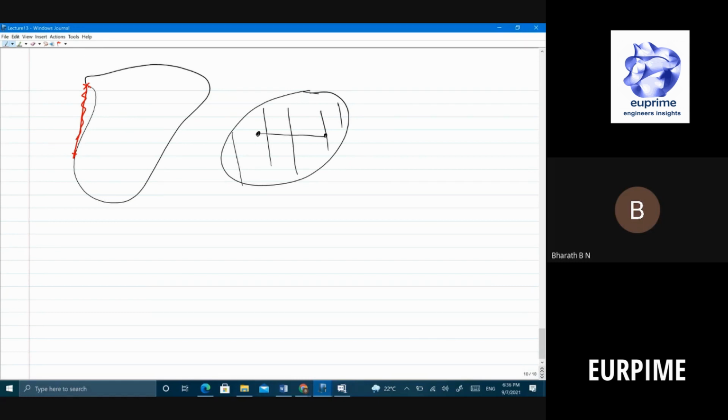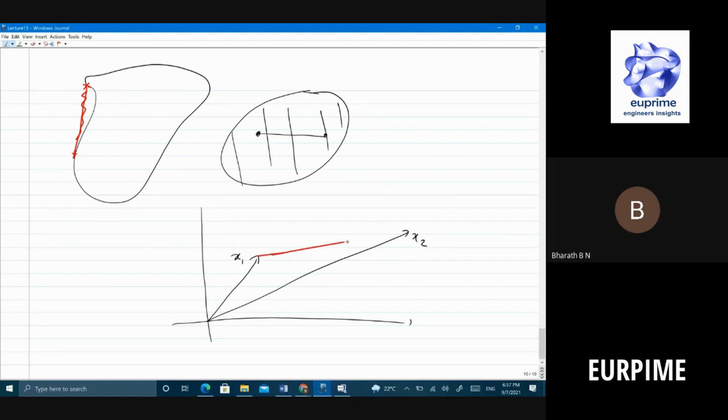So now, in order to define this mathematically, I need to define what you mean by the line joining 2 points, or the set of all points connecting the 2 points, or 2 vectors in general. So let's look at that. Let's say you have 2 vectors here. I'll write it in 2 dimensions. This is true for any dimension. So let me call this x1, and there is another vector x2. I want to define all the points joining these 2 points x1 and x2.